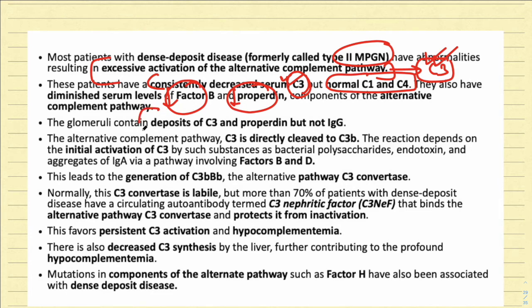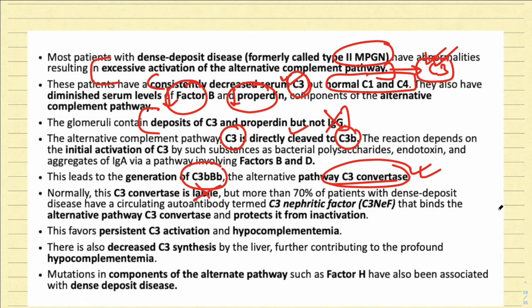The glomerulus contains deposits of C3 and properdin, but there is no IgG present. Okay, so remember, the glomerular basement membrane contains the deposits of C3 and properdin, but there is no IgG inside of that. In the alternate complement pathway, C3, remember, is directly cleaved to C3b. Just remember this over here. There is a generation of C3bBb, the alternate pathway C3 convertase. It is an enzyme actually. C3bBb is the C3 convertase. Now normally remember this C3 convertase is the enzyme which is required for the activation of the alternate pathway. In normal individuals, remember, they are labile. That means they will be destroyed.